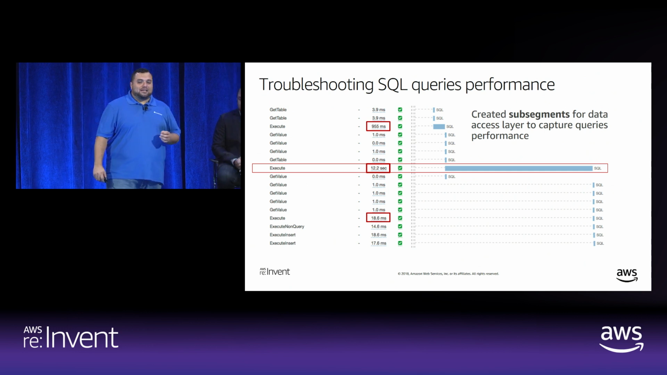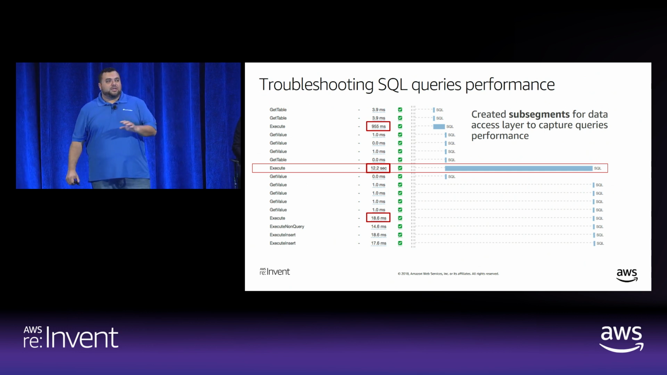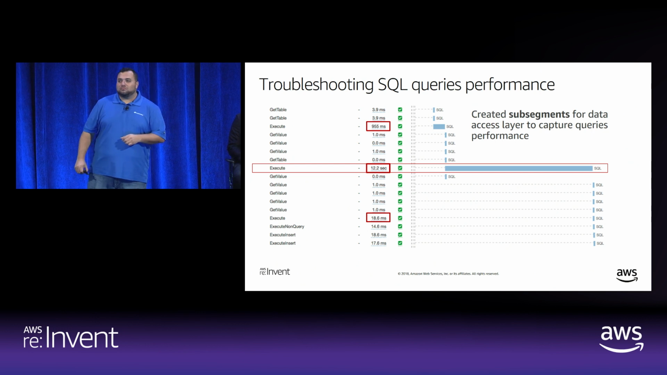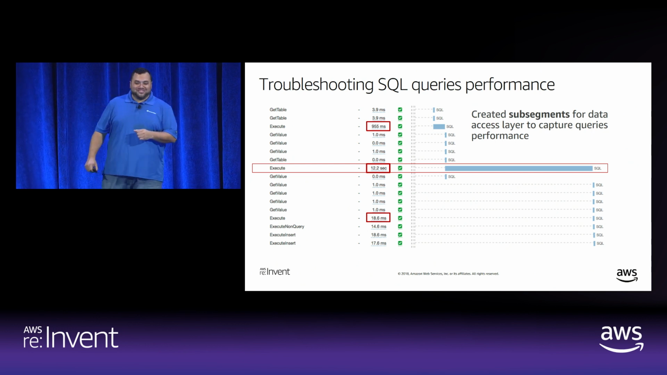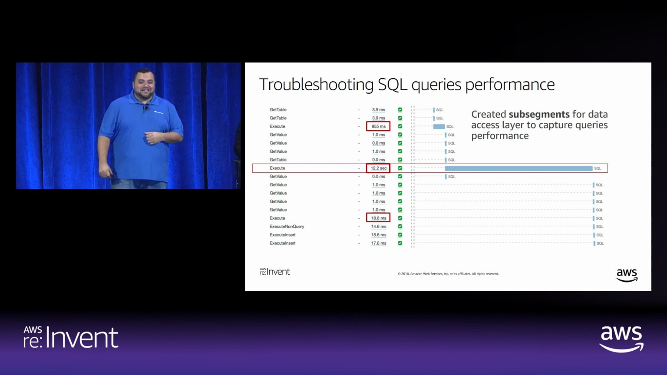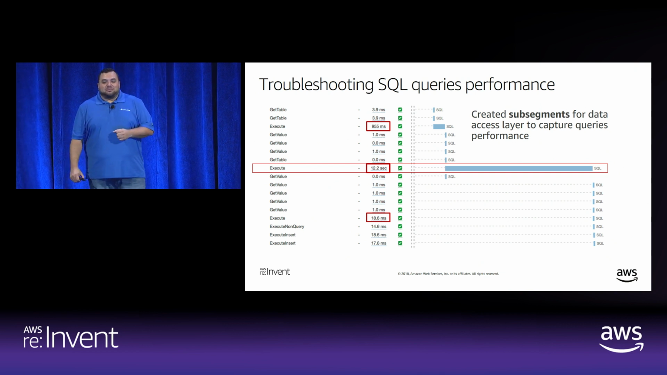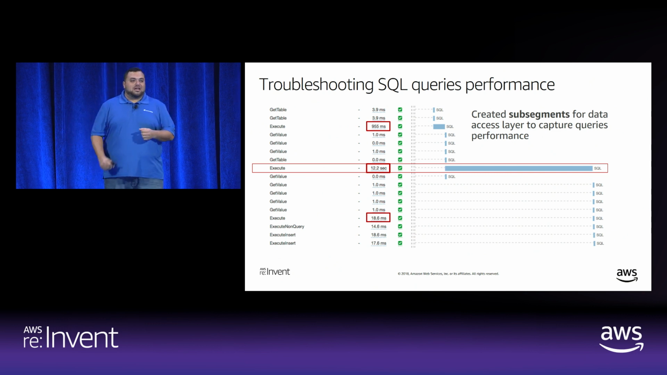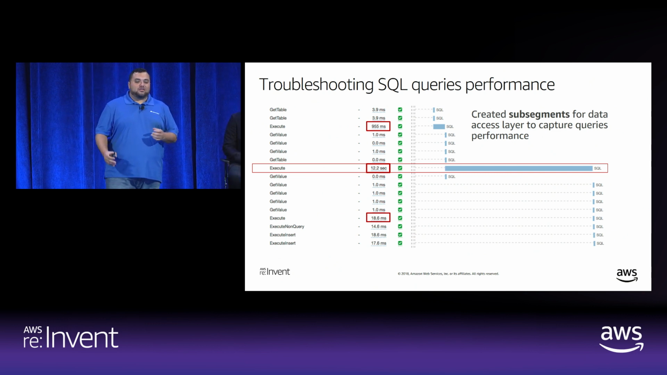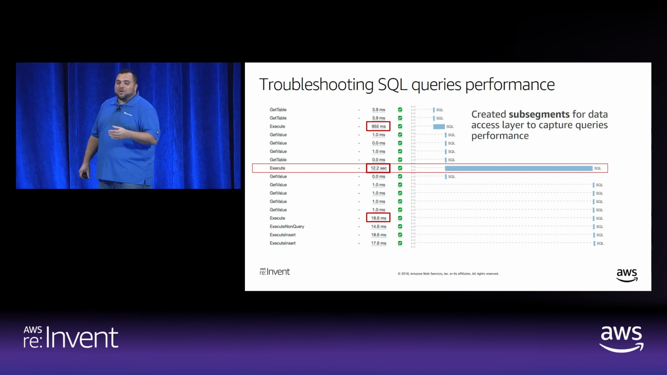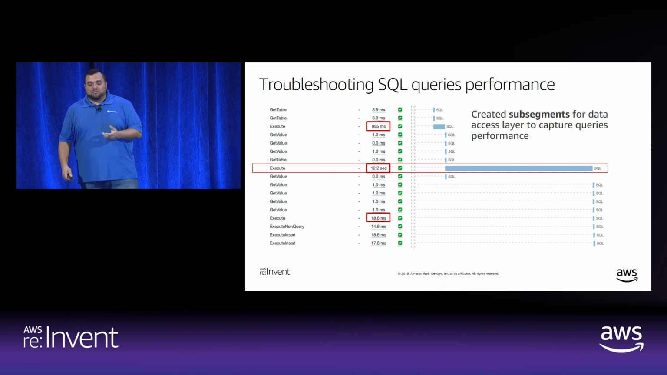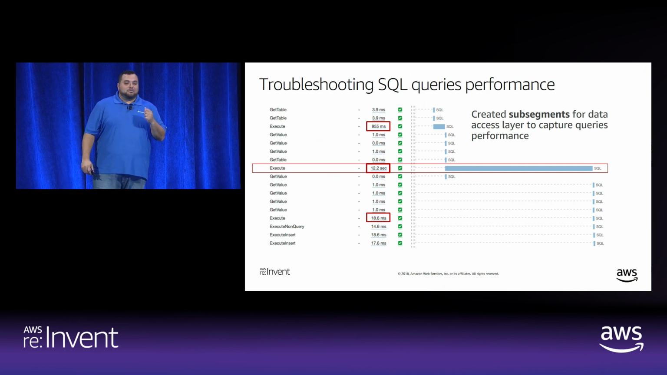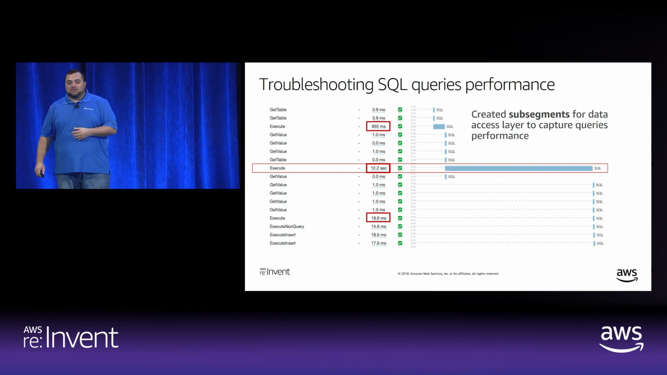For example, with our data access layer. Any DBAs here in the room? No? All right. So we wrap every SQL call with a subsegment. Whenever a request is coming in to our service, we can see all the SQL calls that happen, and we can easily, in less than a minute, identify a bad SQL call that's taking more time. Like this one, you see it's taking more than 12 seconds.